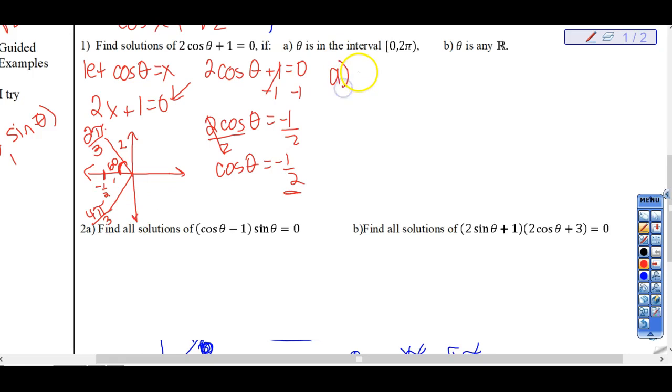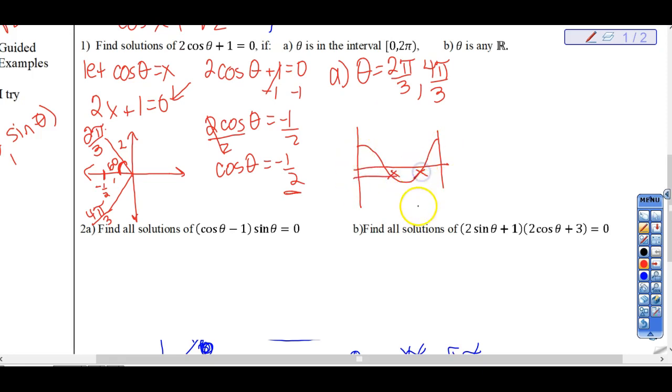So the answer to A is this: in 1 revolution, theta is equal to 2 pi over 3 and 4 pi over 3. And that's in 1 finite interval of 0 to 2 pi. So if I were to draw it on a coordinate plane, I would just draw from here to there. That's it. And I'd be looking for those two answers right there. Okay? All right. You do B.